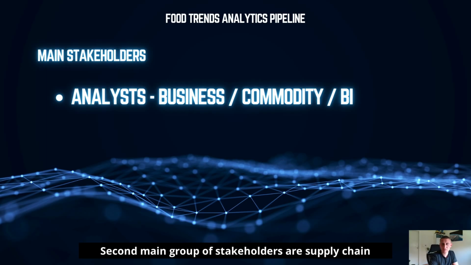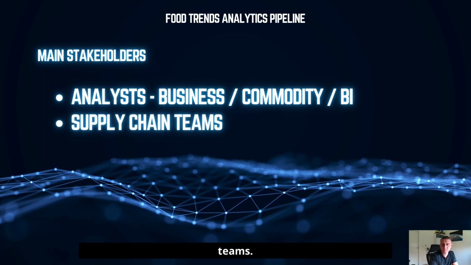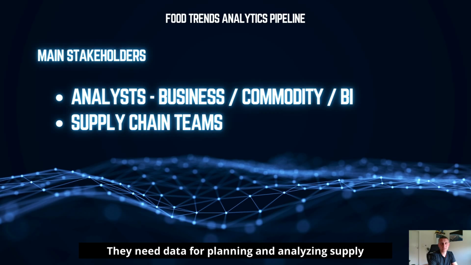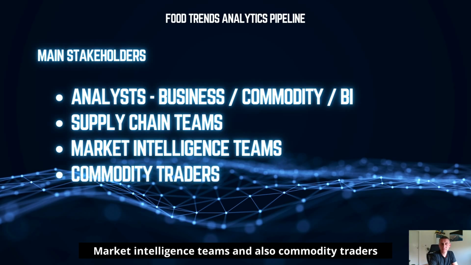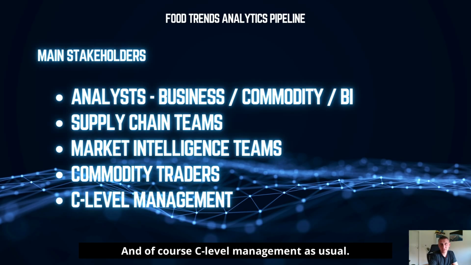Second main group of stakeholders are supply chain teams. They need data for planning and analyzing supply chain. Market intelligence teams, and also commodity traders. So basically people who buy and sell stuff. And of course, C-level management as usual.